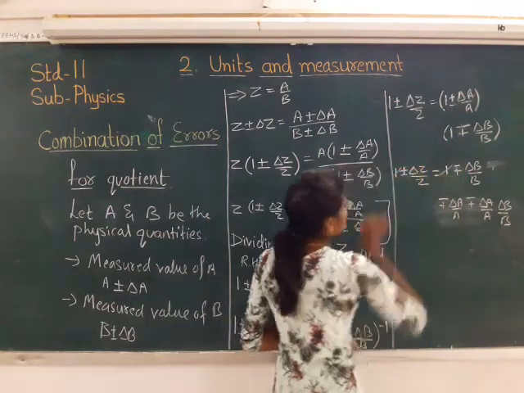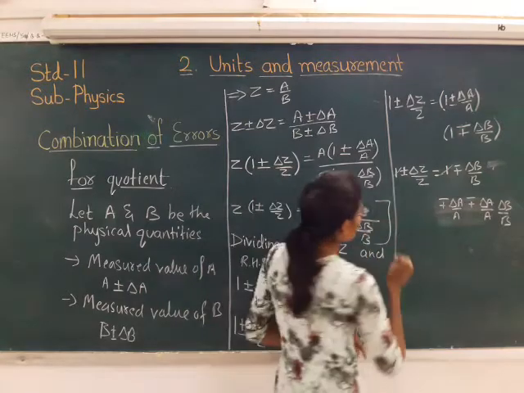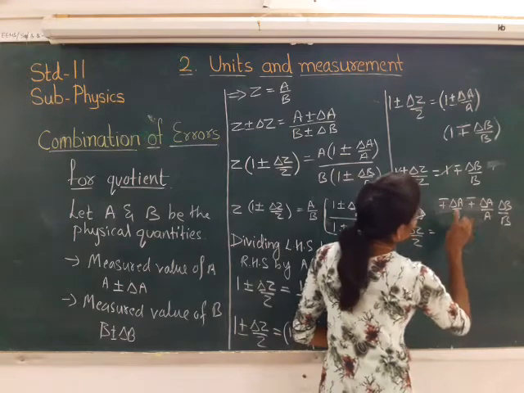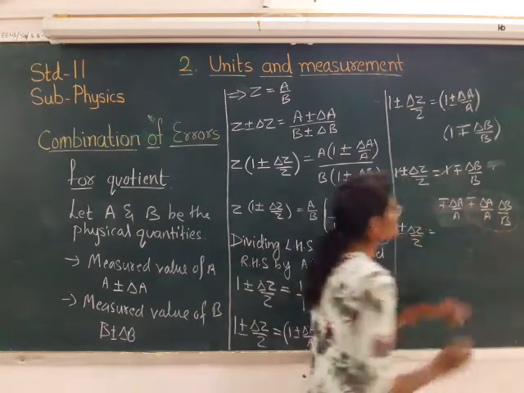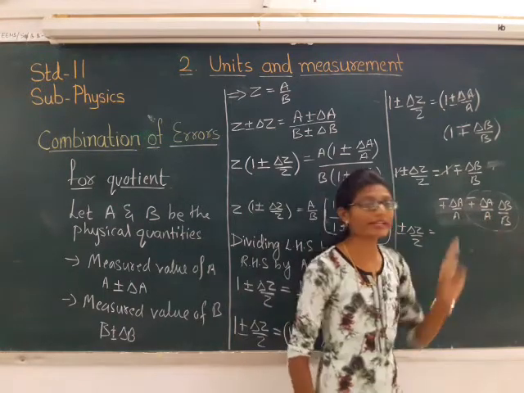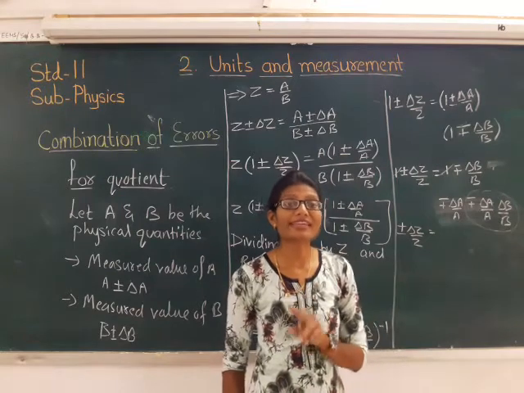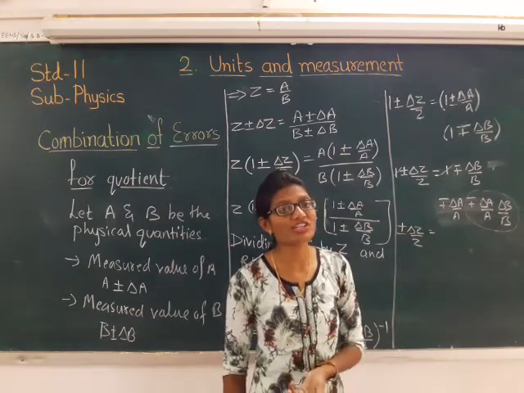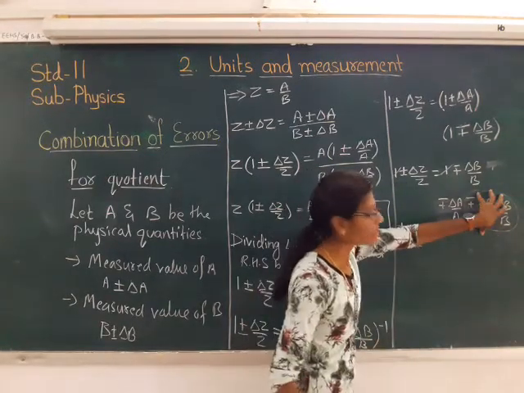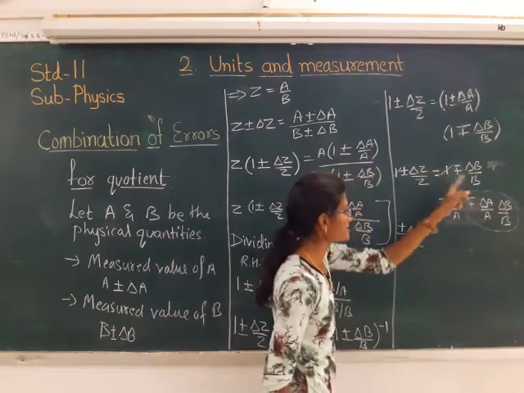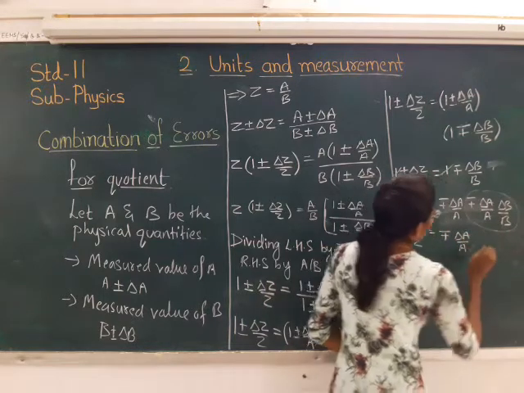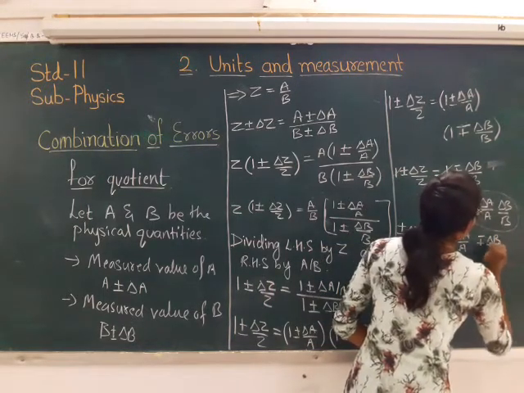Now cancelling this 1 from LHS and RHS, I have plus minus delta z by z equals, and I need to ignore this term. The relative error in A is small, and the relative error in B is also small, so when we take the product the value is negligible. So you need to ignore the product of the relative errors of the two. This term is ignored, so I am having minus plus delta a by a minus plus delta b by b.